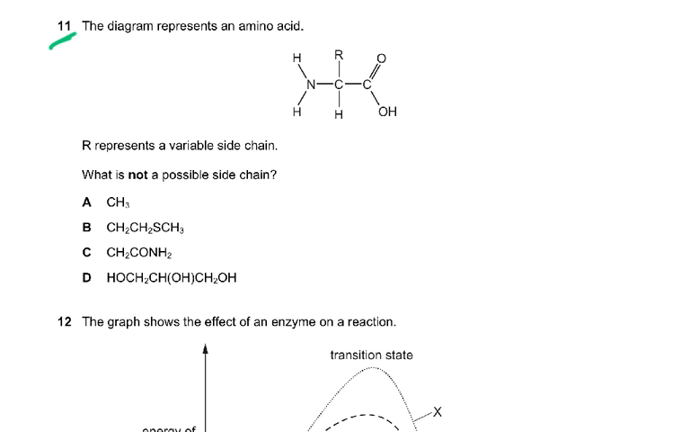Question number 11. The diagram represents an amino acid. R represents a variable side chain. This can be variable, can be H, can be CH2, can be anything, CH3. What is not a possible side chain? You see, it has to bond with the carbon, so it has to have a bond. You can see in all these, this is the only one which cannot bond, which is not a possible side chain.